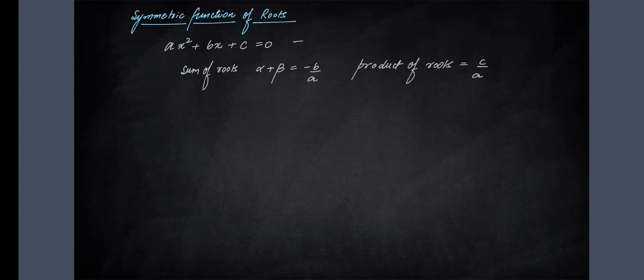And if we want to write this in terms of the factors of its roots, then an equation can be written as a into (x minus alpha) into (x minus beta). Remember, a comes outside, because if you only write x minus alpha and x minus beta, the coefficient of x square becomes 1, and it will not match.